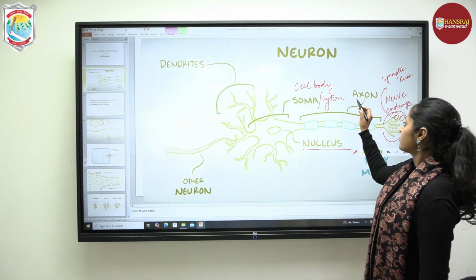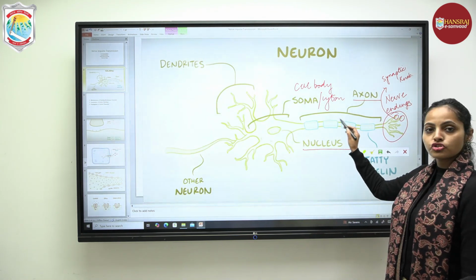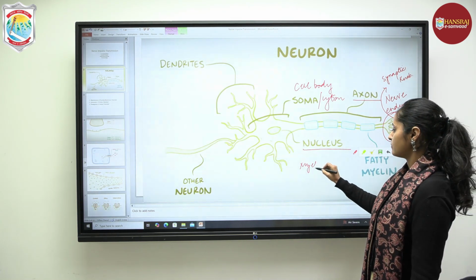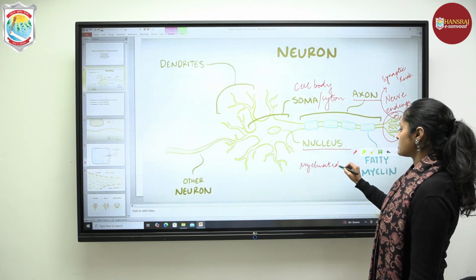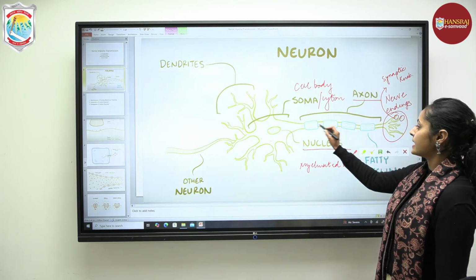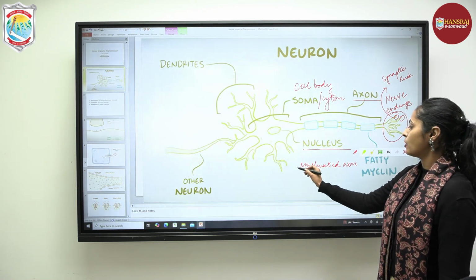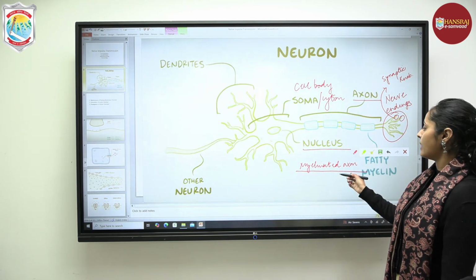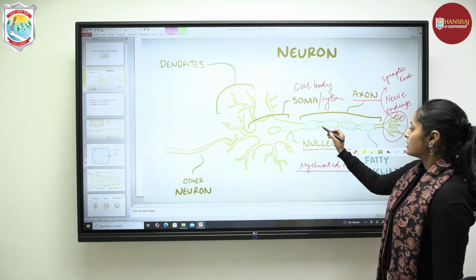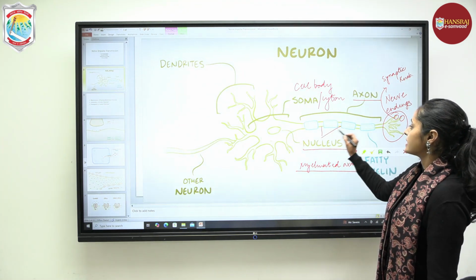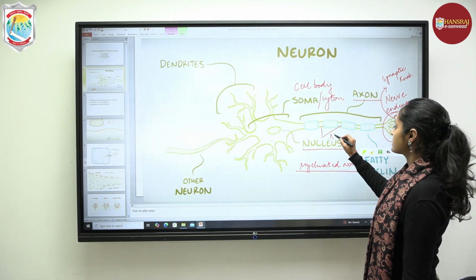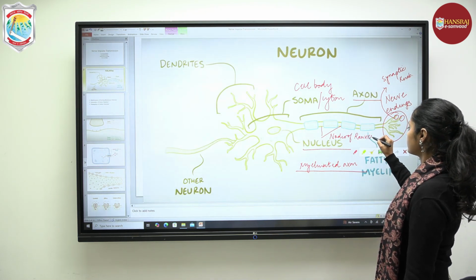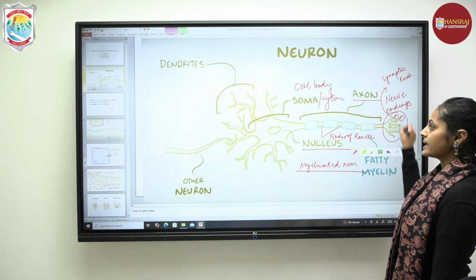Now, if the axon carries a myelin sheath over it, that would be called as myelinated axon. As we can see here that the myelin sheath is present over the axon, so this kind of nerve fiber would be myelinated nerve fiber and this kind of axon would be myelinated axon. Now the gaps where the myelin sheath is absent, that is called as nodes of Ranvier. So this is the basic structure of neuron.